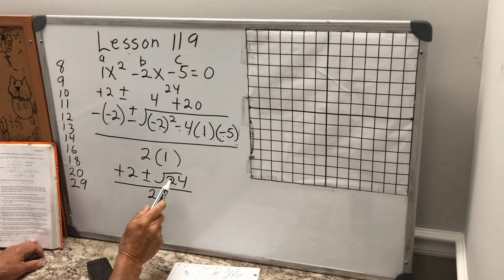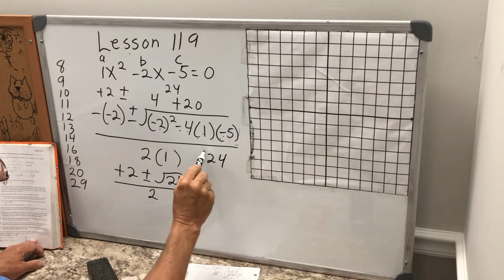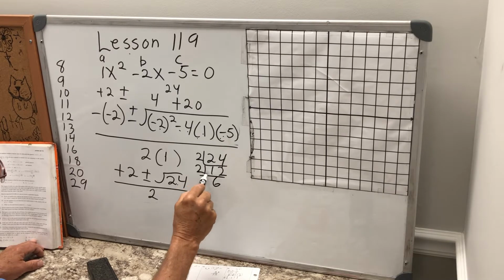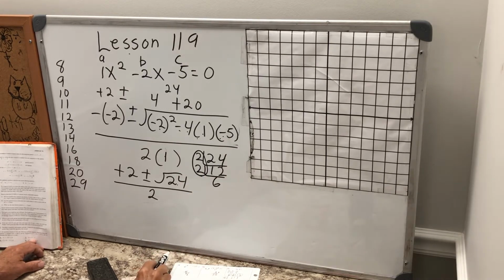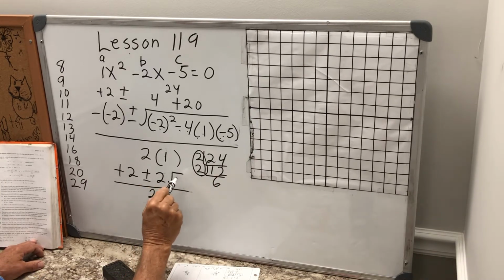Now this one is one that we can simplify. The 24 can be simplified. 2 into 12, 2 into 6, and 2 and 3. So we have a pair of 2s. My answer is going to be 2 times the square root of 6 for this. I'm going to erase this. 2 square root of 6.